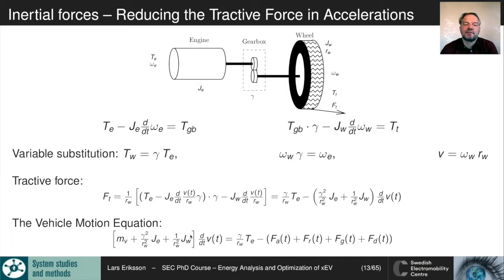And when we come to QSS, we'll see how this comes into the equation and why we have the lines in there. Now we have the torque from the engine that is translated through the gear ratio, and from torque to a force. So we have the force on the vehicle that gives us a driving force, and then we have the losses here related to aerodynamic resistance, rolling resistance, gravitational, and possibly a disturbance term. So this is Newton's second law that gives us the vehicle motion equation that includes the inertial forces.